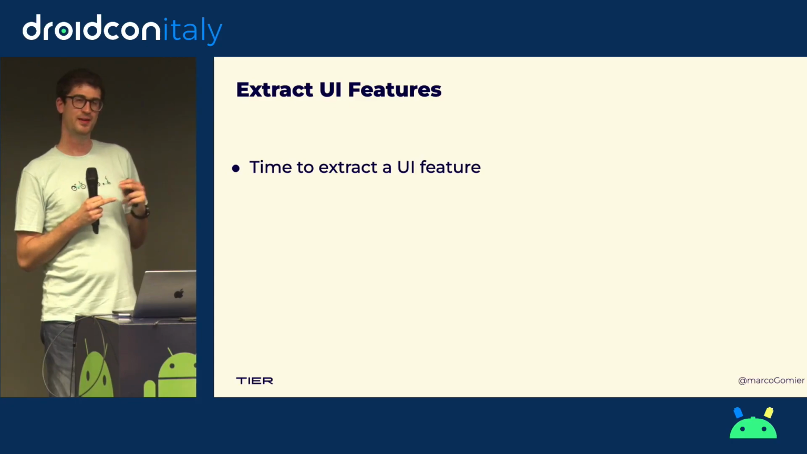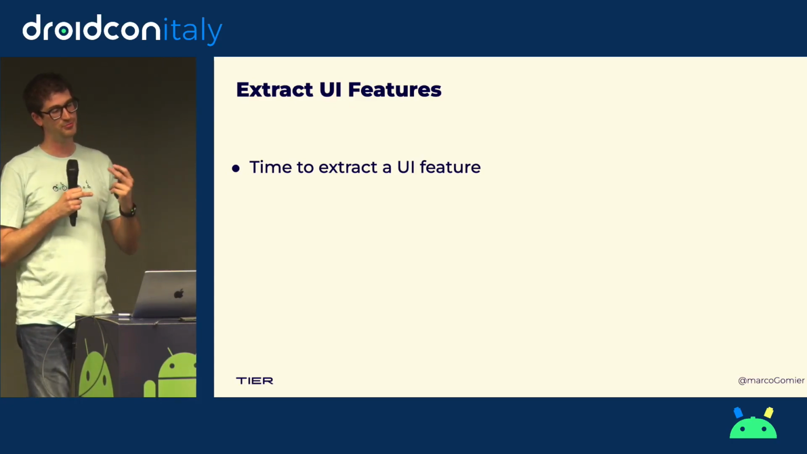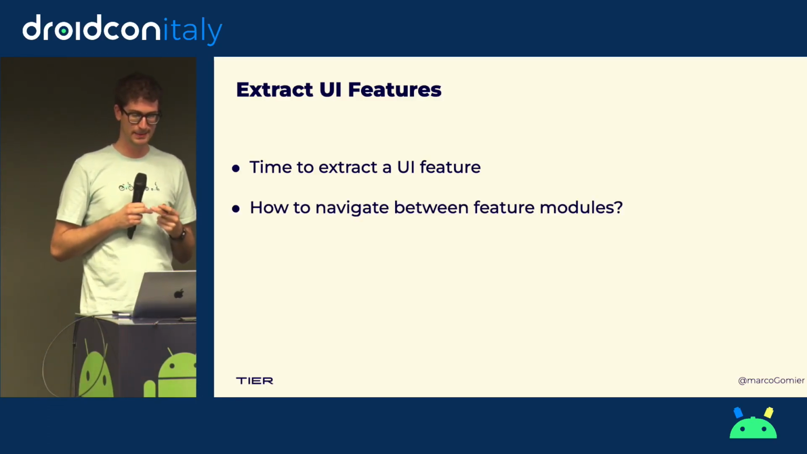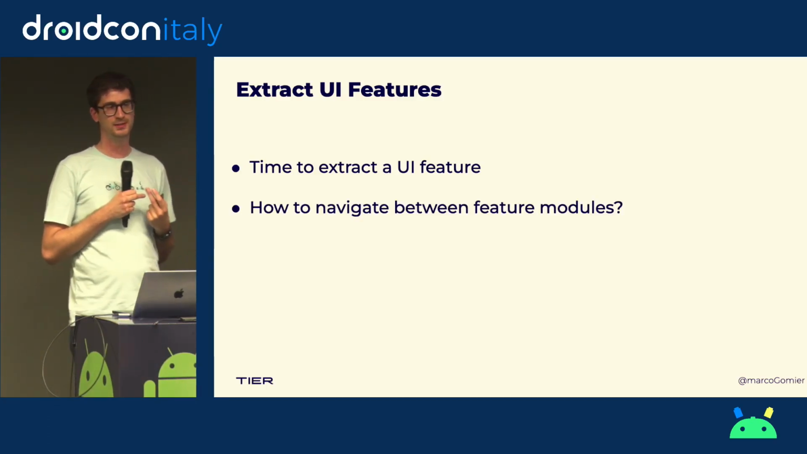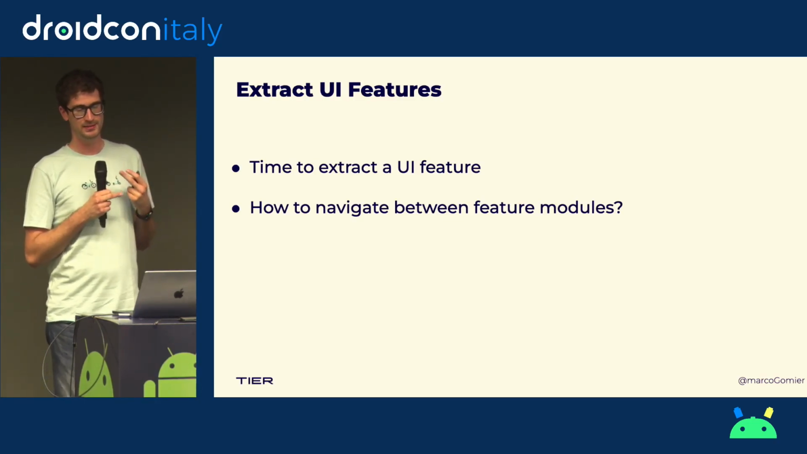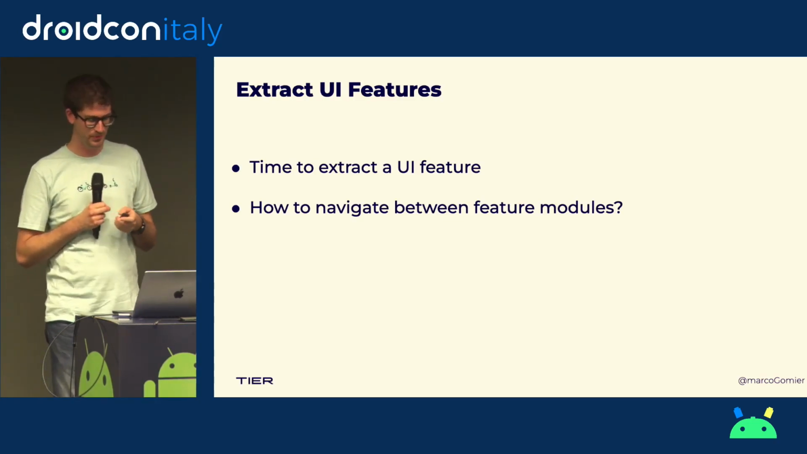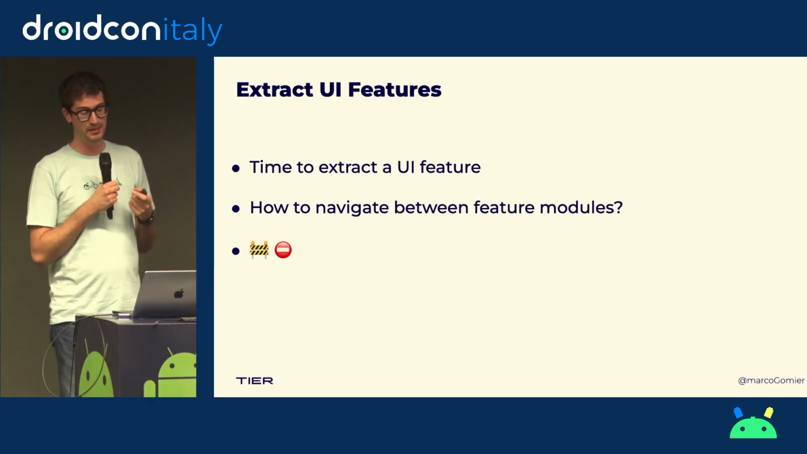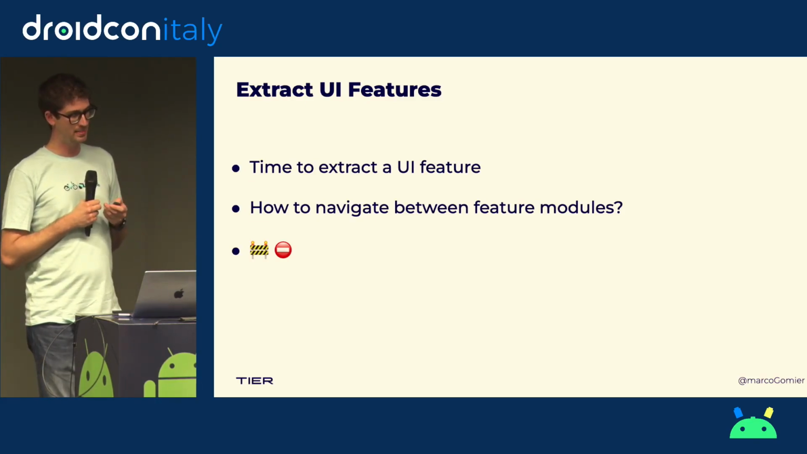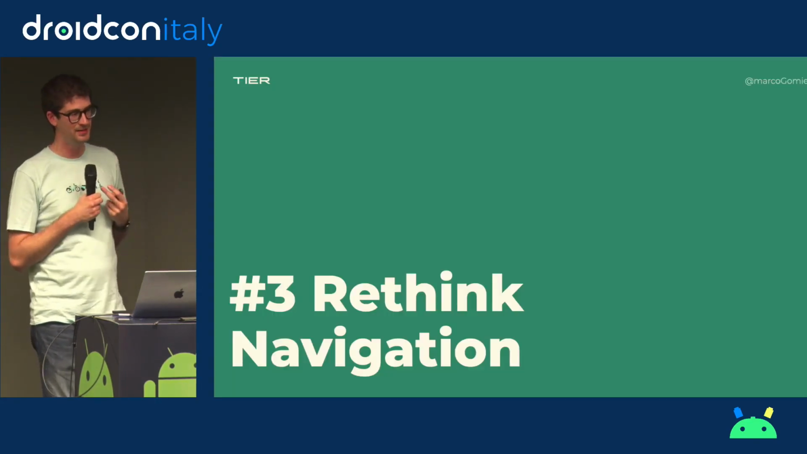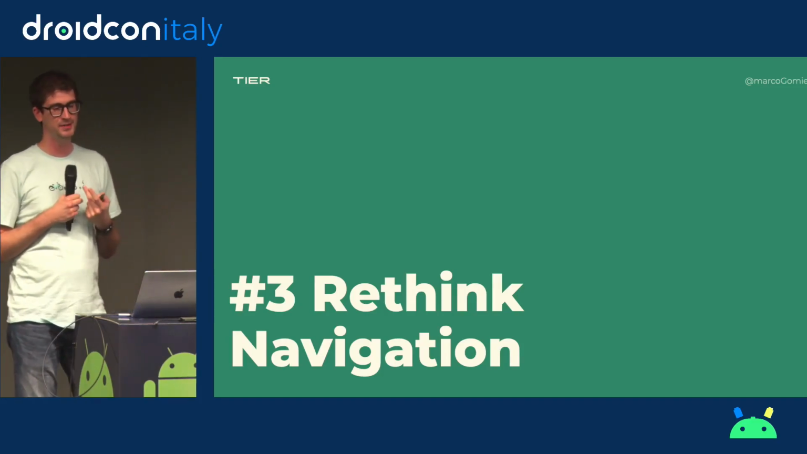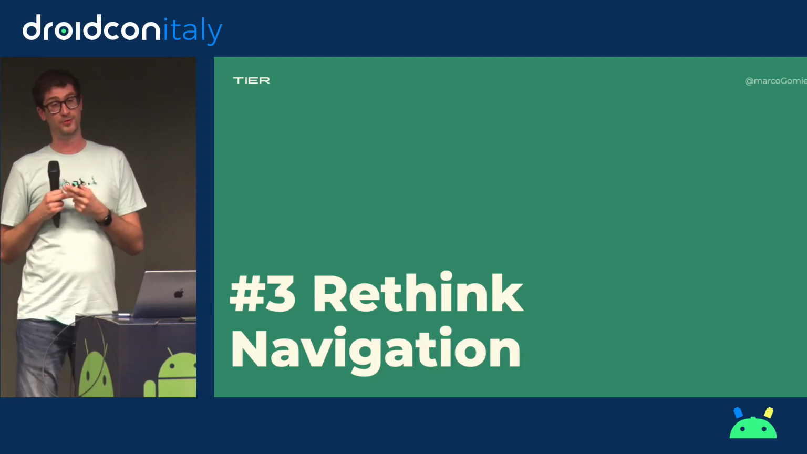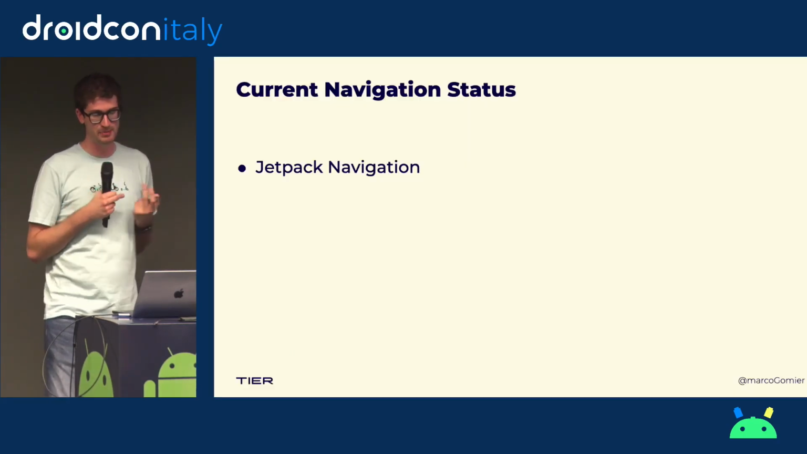After starting with the easy stuff, it's time for more hard stuff. So it's time for a UI feature. And the main question when you start dealing with UI feature modules is how to navigate between different modules. And here we hit our first big blocker. So, yeah, we needed to rethink everything, because the way we were doing navigation was not enough for a multi-module project, because we were using Jetpack Navigation.